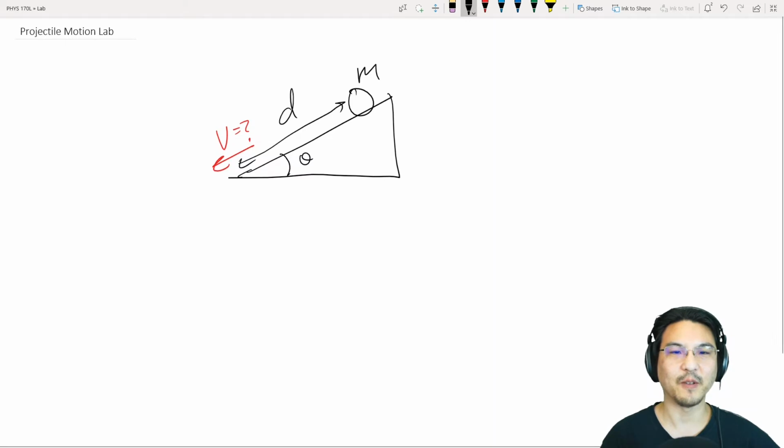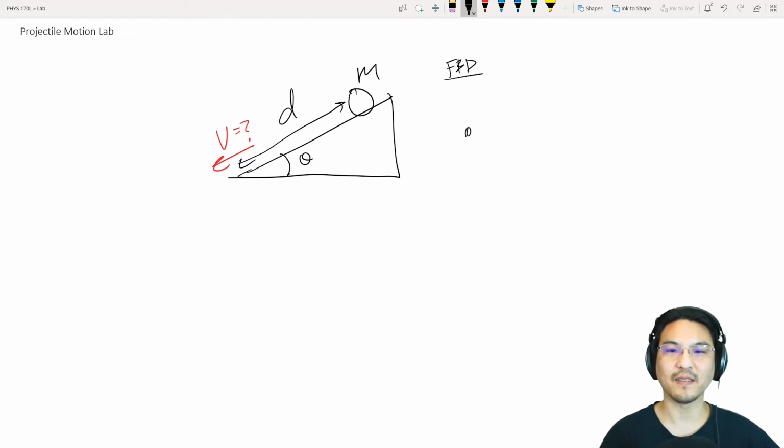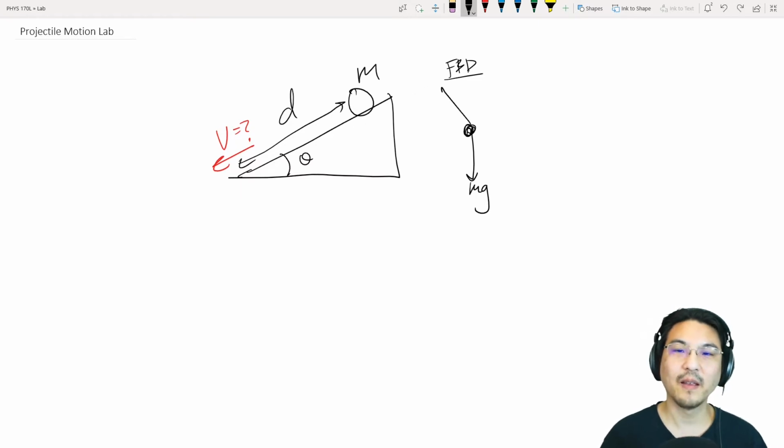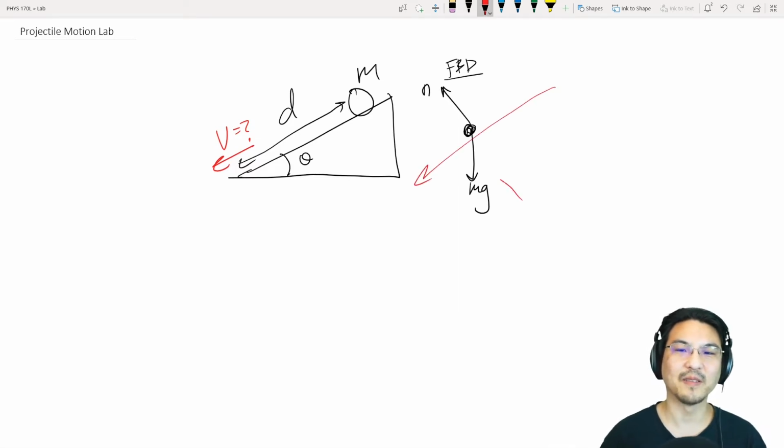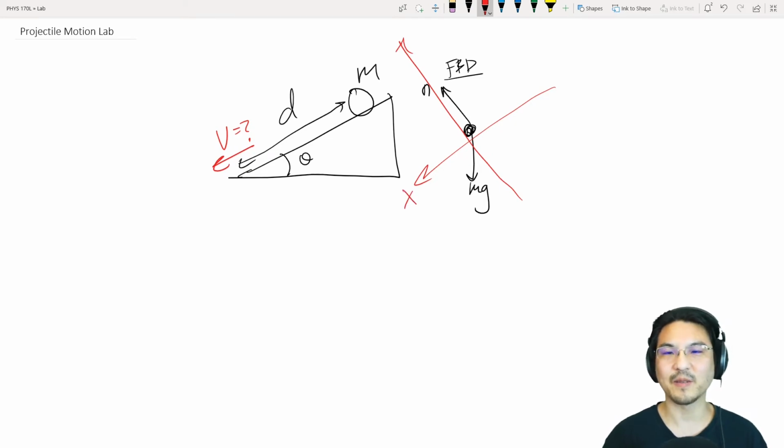Okay, so if you draw a free body diagram of your object, like this, there are two forces. There's the weight and the normal force, normal to this ramp. Okay, so that's done. Now let's pick coordinates. I'm going to pick my coordinates like this. So I put my x direction along the ramp, y normal to the ramp. I draw it a little straighter.